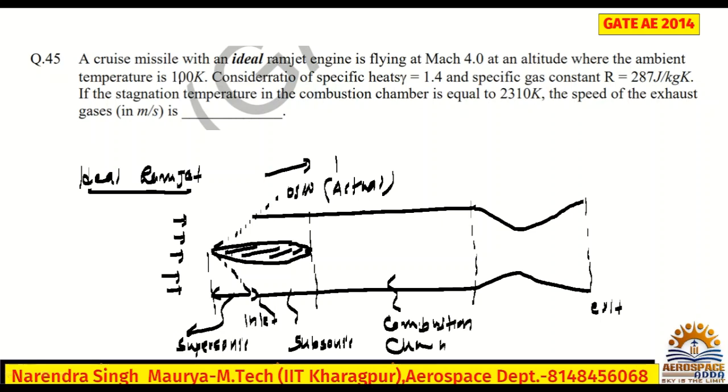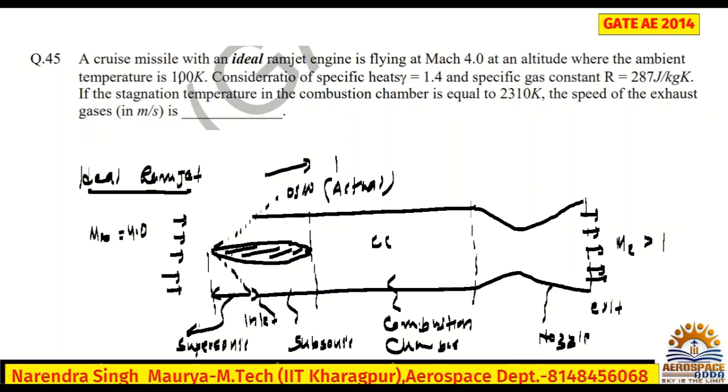Combustion chamber, the CC, and this is the nozzle. All right, so obviously this nozzle will have a ramjet exit Mach number greater than one, because it is a ramjet, so it will have a supersonic Mach number. And here we have M infinity. Ramjet is flying at Mach 4, so obviously it will also be a supersonic Mach number.